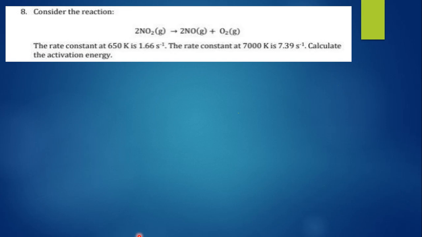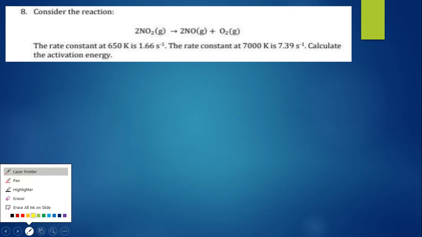So let's start. What's the question saying? The question is saying, consider the reaction. The reaction has been given here, where you can see nitrogen dioxide decreasing with time in order to form nitrogen monoxide plus oxygen gas. And then the question continues by saying the rate constant at 650 Kelvin is 1.66 per second, and the other rate constant at 7000 Kelvin is 7.39 per second. Calculate the activation energy. So how can we calculate the activation energy?